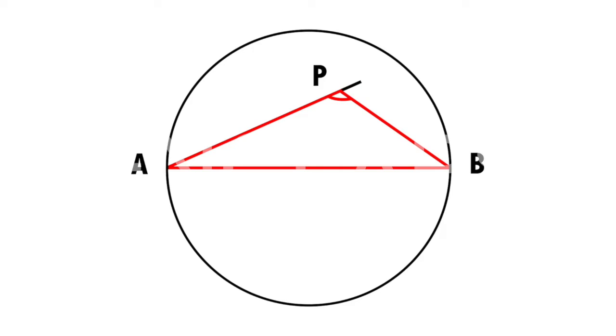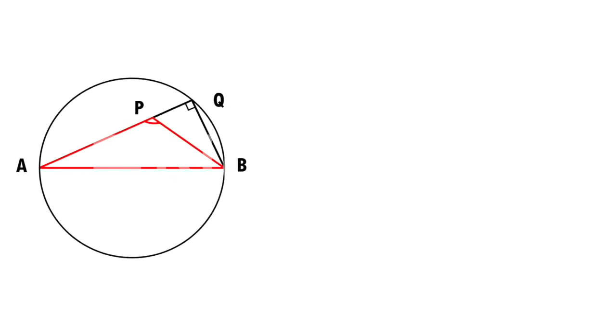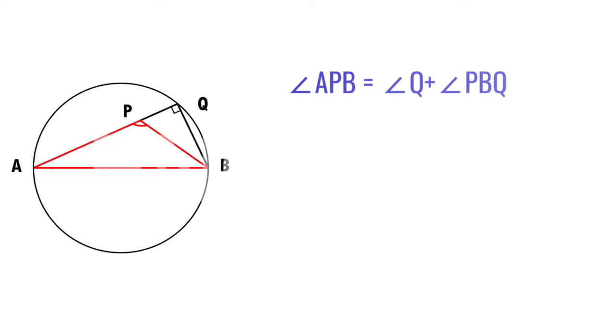Now let us extend the line AP to meet the circle at the point Q. Then join QB. Now we want to find the value of angle APB. The angle APB is the external angle of the triangle PQB. Now in any triangle, the external angle is the sum of the two opposite internal angles. That is, here we can say that the angle APB is the sum of angle Q and angle PBQ.